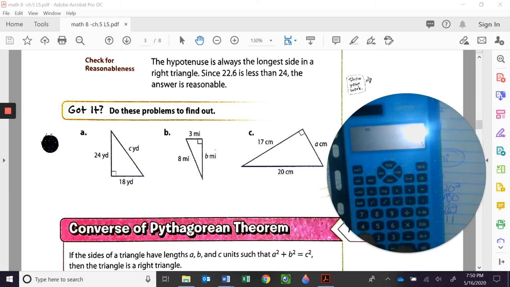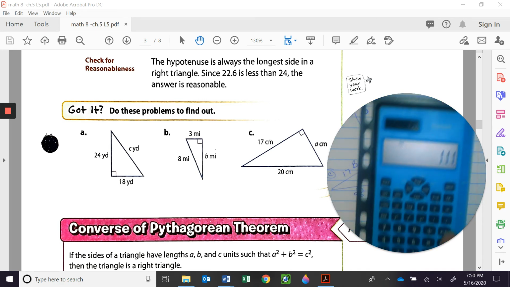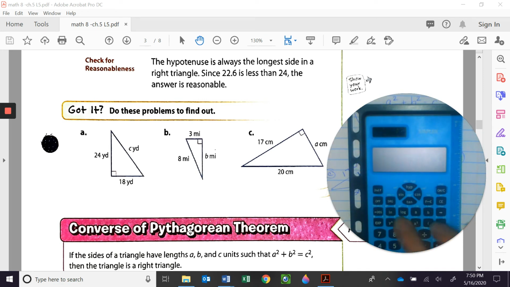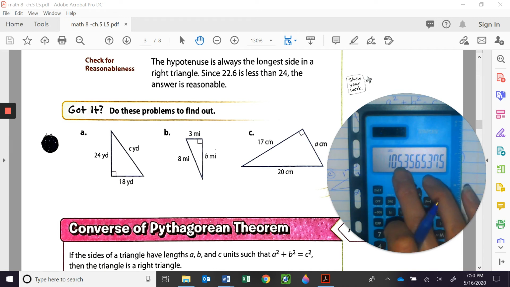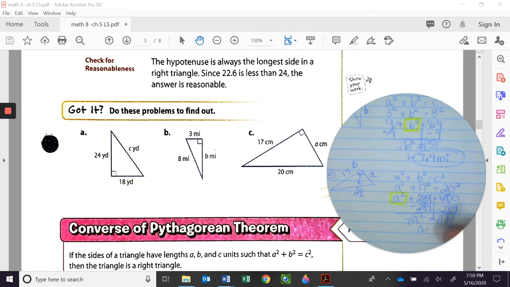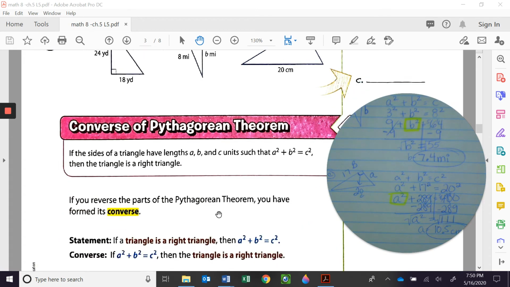So 111 square root. Okay, so what do we get? 10.5. Does the 3 change the 5? No, it does not. So 10.5, and then what do we have? Centimeters.